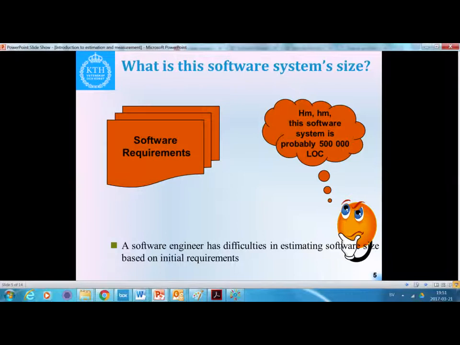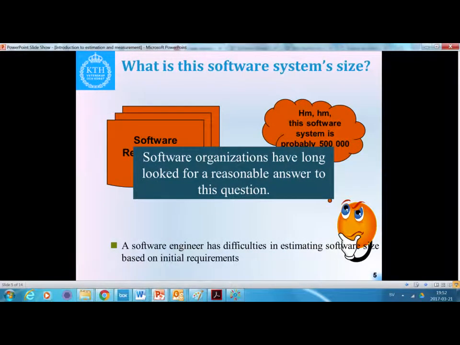You have professionals who deal with estimating the system size. Usually what you do is that you either shoot from the hip, or you use historical data on similar systems in order to estimate the size. And the size may be estimated either in LOC, which is lines of code, or in other measures such as function points. So we are looking for a reasonable answer on how to measure software system size.